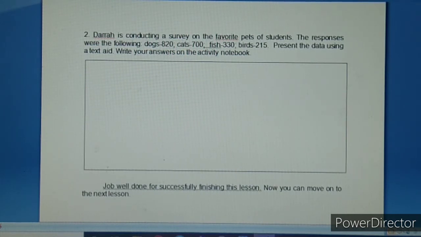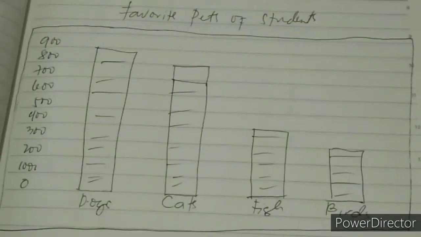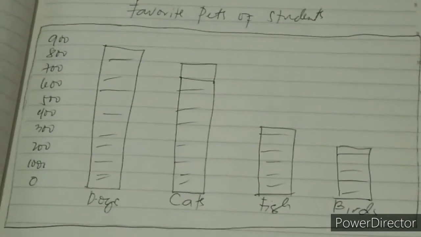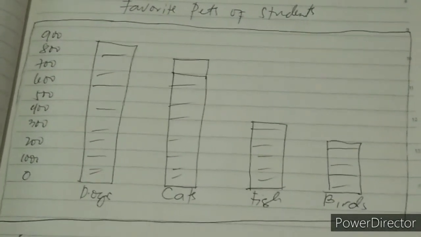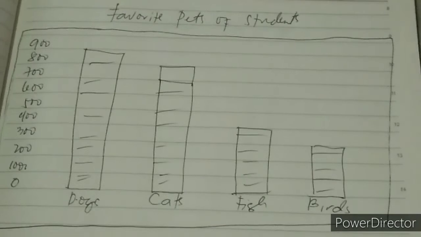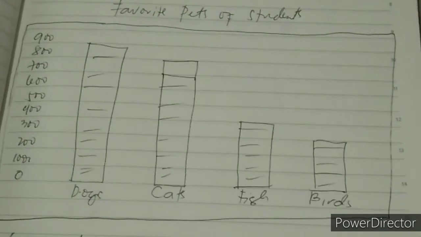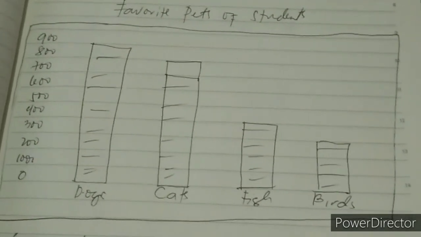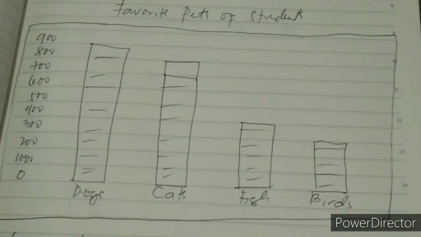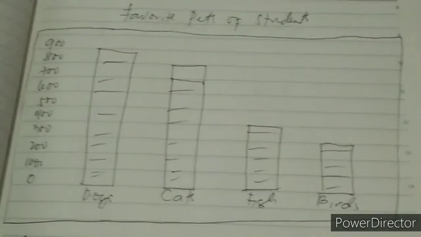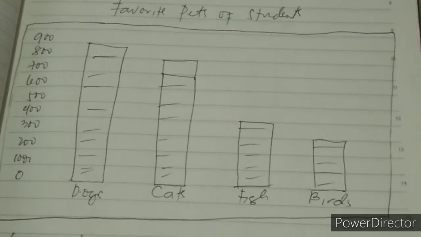So here is what you are going to use. The textual aid that you are going to use is bar graph. So here you have to write the title, favorite pets of students. Then on the left side, you are going to write from 0 up to 900. So by hundreds, 100, 200, 300 up to 900. Then below we have dogs. So you're going to include how many dogs.